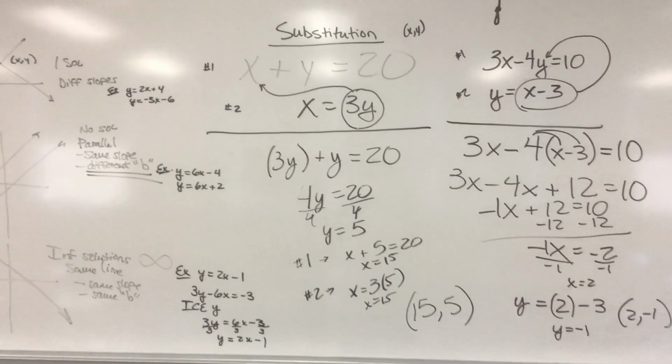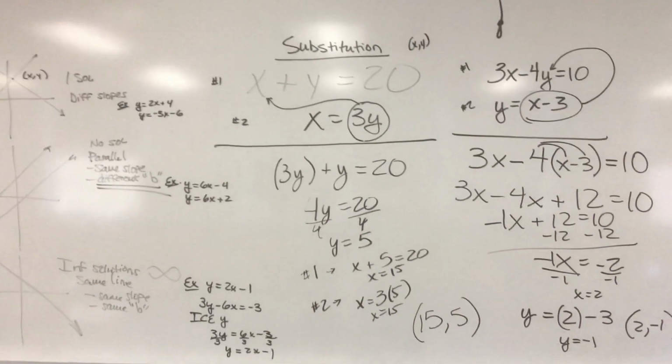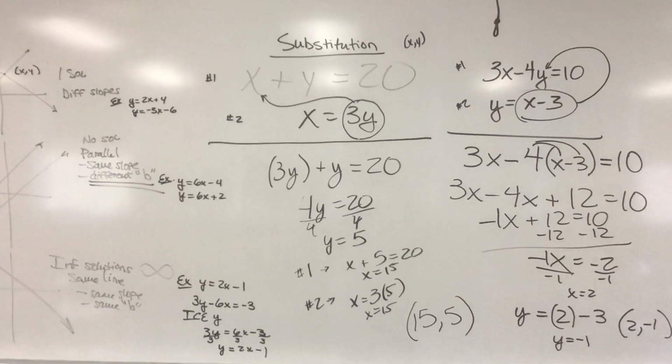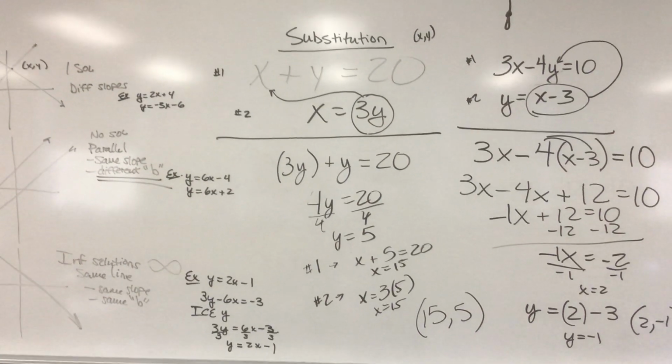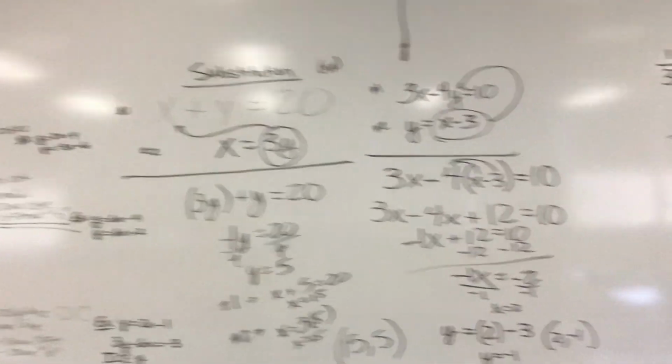I get my ordered pair is 15, 5. And I can plug that into the original equations. 15 plus 5 does equal 20, and 15 does equal 3 times 5. So I know it's true. Let's look at another example.